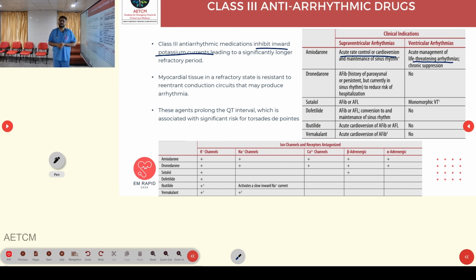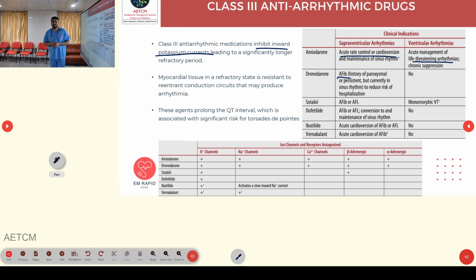It has fewer side effects than amiodarone, as it is less lipophilic, whereas amiodarone is more lipophilic. Dronedarone is used in atrial fibrillation with a history of paroxysmal or persistent atrial fibrillation but currently in sinus rhythm, not in patients who are actively in AF, but who have recovered from AF and are in sinus rhythm. In these patients, we can start dronedarone. It reduces the risk of hospitalization as well. Sotalol is used for atrial fibrillation, atrial flutter, and monomorphic VTs. Dofetilide is used for similar scenarios, and ibutilide and vernakalant are also used for similar scenarios.